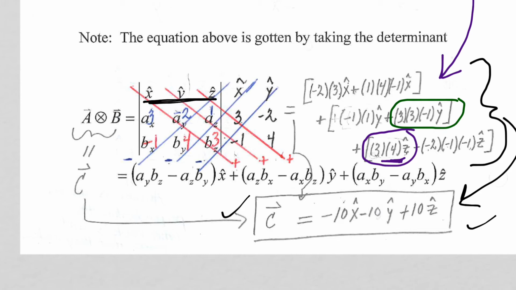The second row is going to be the vector A. So we're taking 3x hat minus 2y hat, 1z hat, but we just put in 3, negative 2, 1. And then we're taking vector B, which is negative 1 x hat, 4y hat, 3z hat, and making that the third row of our 3 by 3 matrix.